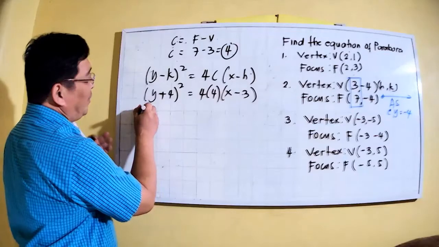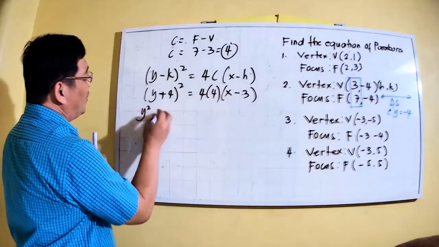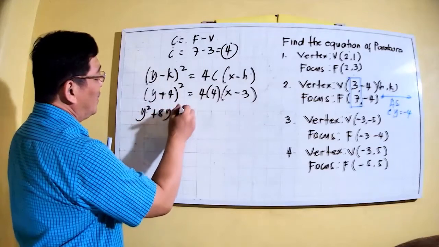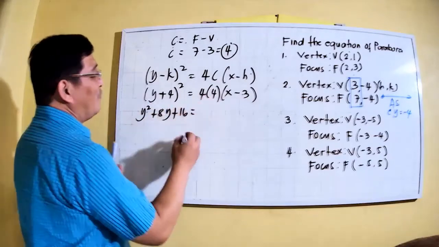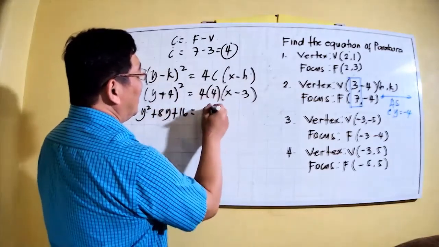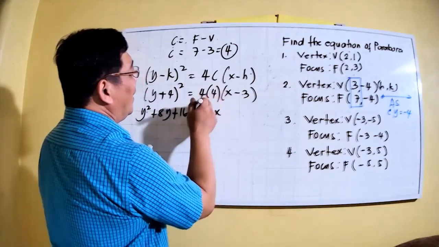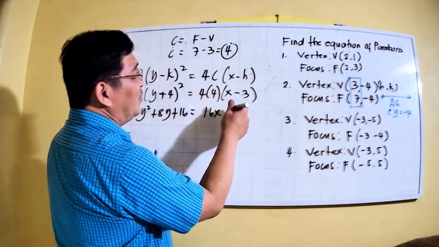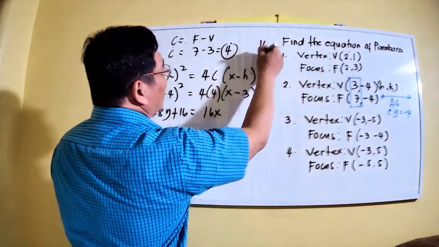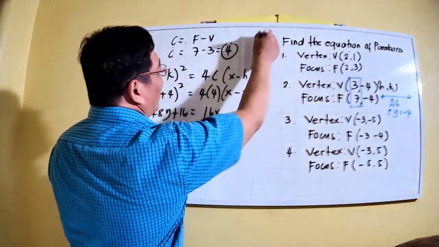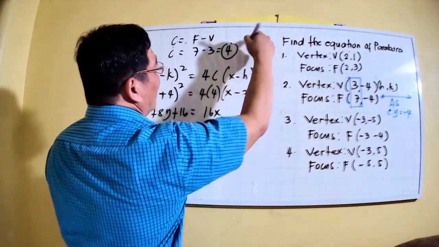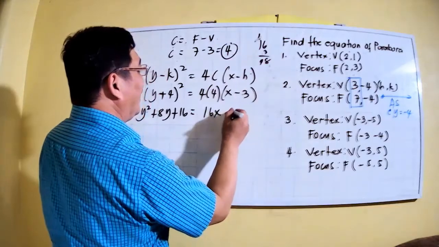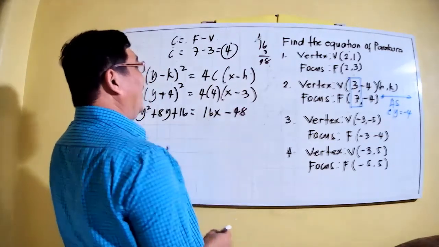Expand this: y squared plus 8y plus 16 is equals to 4 times 4 is 16 times x, that is 16x. And then 4 times 4, 16 times 3 is equals to 48. We have here negative 48.